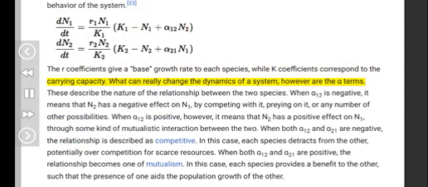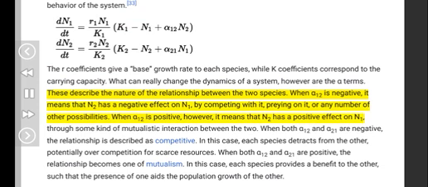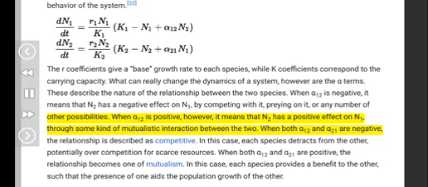What can really change the dynamics of a system, however, are the alpha terms. These describe the nature of the relationship between the two species. When alpha 12 is negative, it means that N2 has a negative effect on N1, by competing with it, preying on it, or any number of other possibilities. When alpha 12 is positive, however, it means that N2 has a positive effect on N1, through some kind of mutualistic interaction between the two.